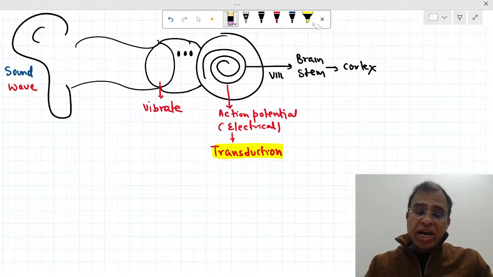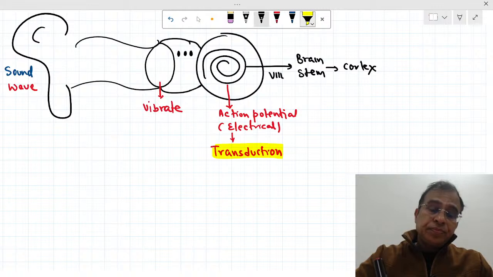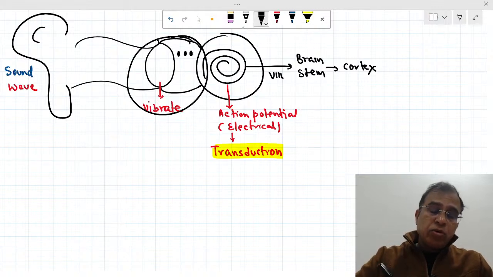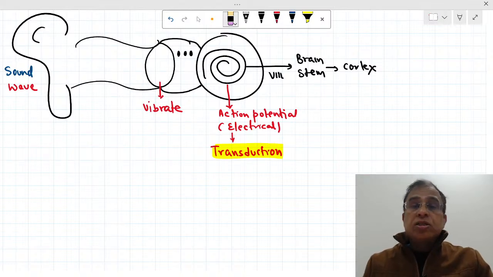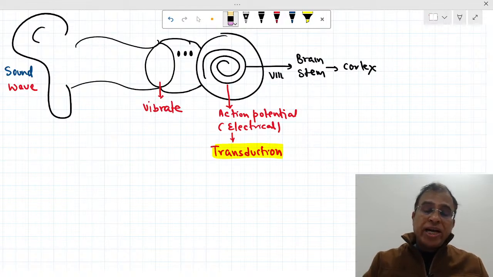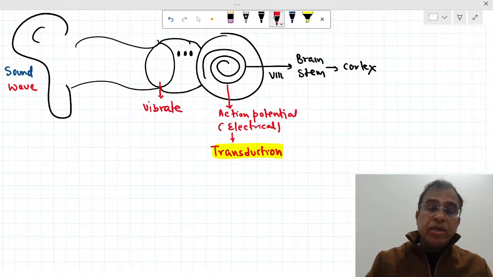So, why do we have the middle ear at all? What is the purpose of the middle ear? If I don't have the middle ear, if I remove the tympanic membrane and the ossicles, the sound can still reach the cortex and transduction can still happen. So, why do we have the middle ear at all? What does the middle ear do?